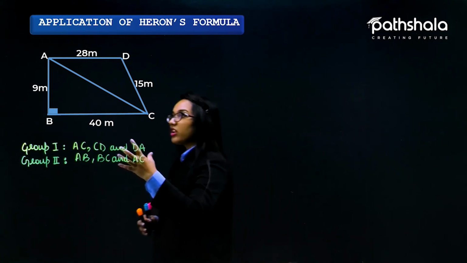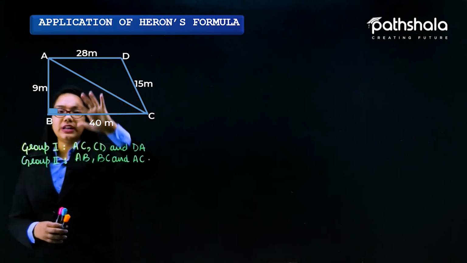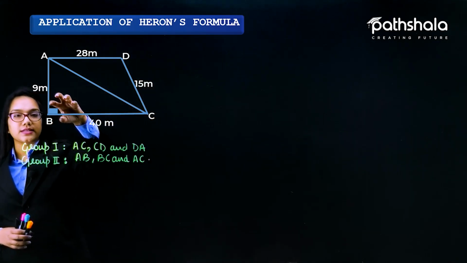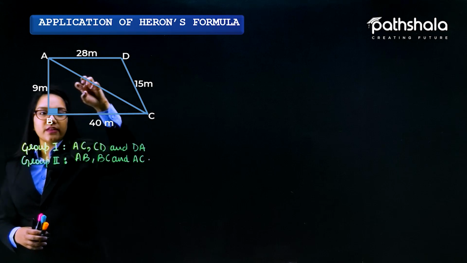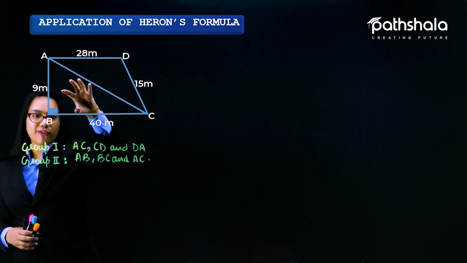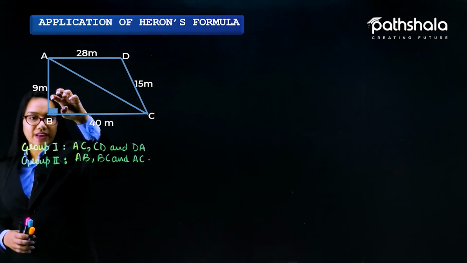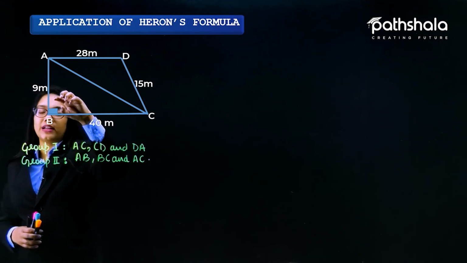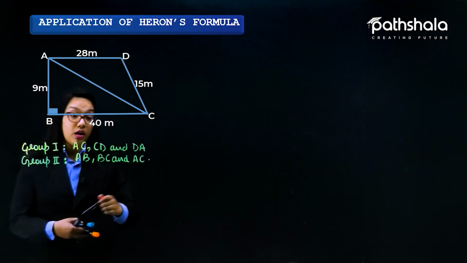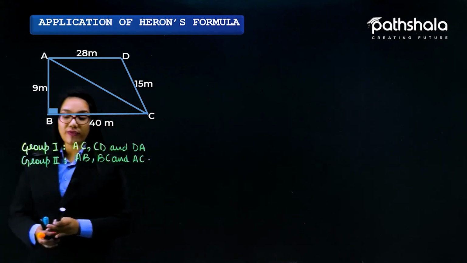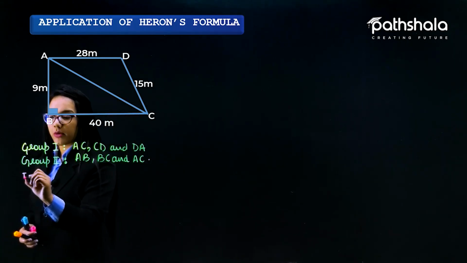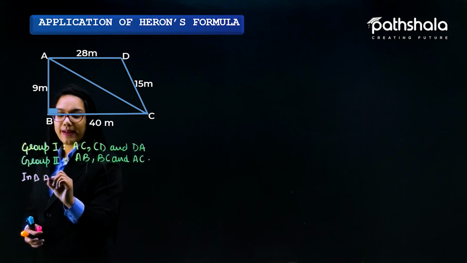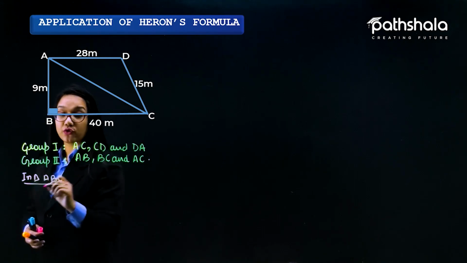So as you can see over here, for this particular quadrilateral, we have the two triangles ABC and the triangle ADC. First of all, we can find the area of ABC because this is a right angle triangle, and the area of a right angle triangle is quite an easy task for us to find. So let us suppose we are talking about triangle ABC, which is a right angle triangle.